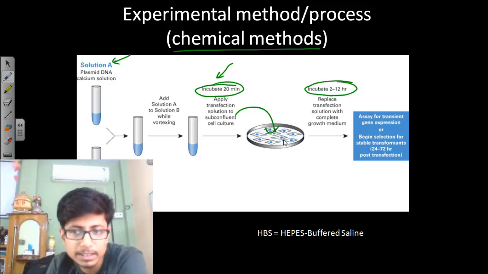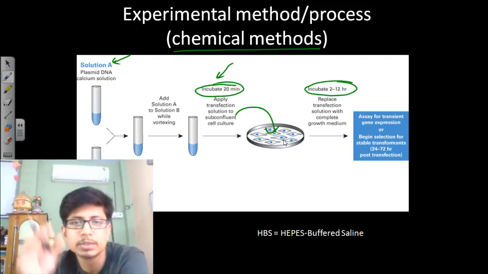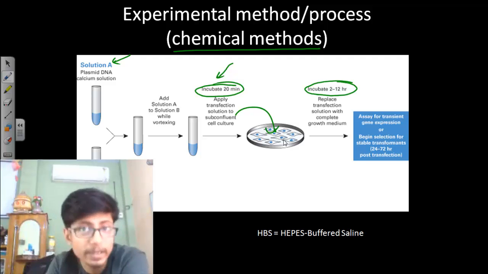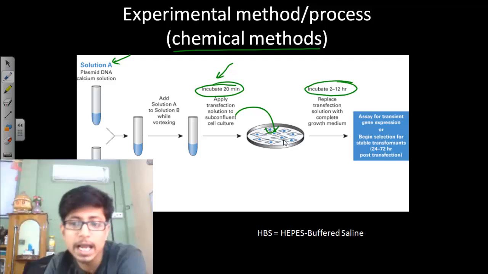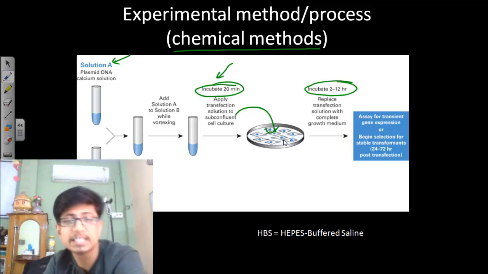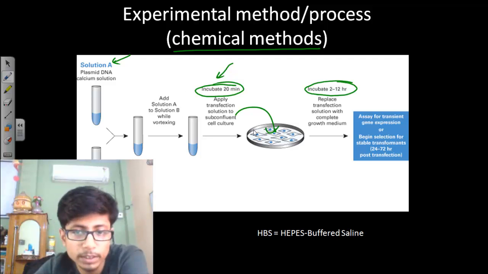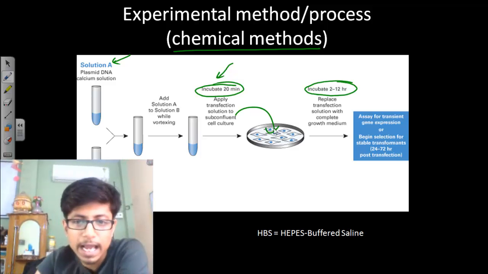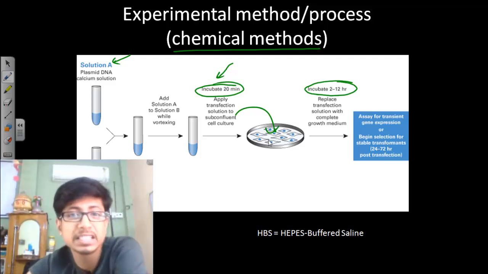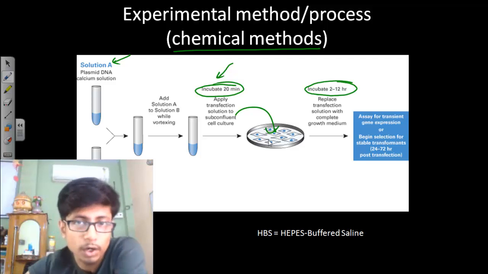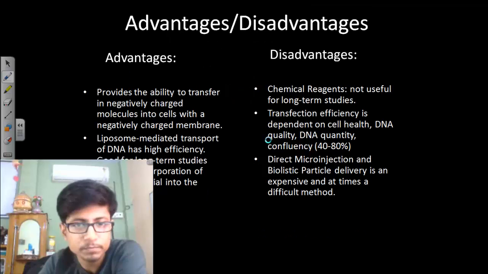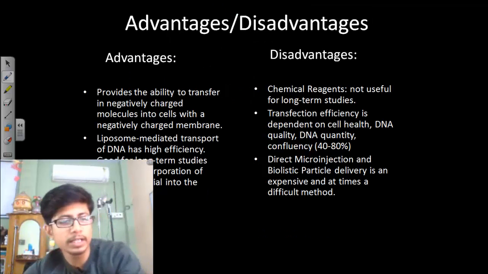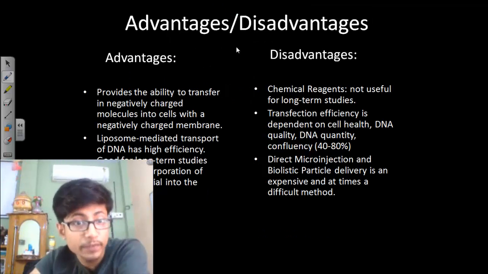We check that, and then we take those cells which have received our DNA, which are perfectly transformed, and we transfer them to establish stable transformants, because the solution we put them in at first is not the actual nutrient solution for cell line growth. So we take those actual transfected cells and place them into the proper solution for long-term growth of those cells. So what are the advantages and disadvantages of transfection?